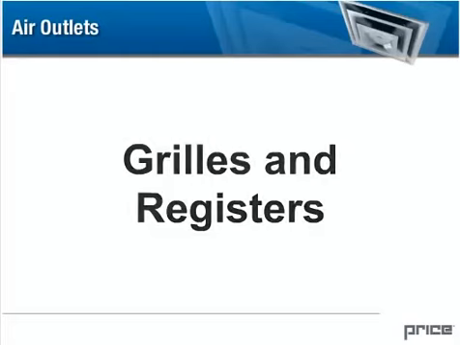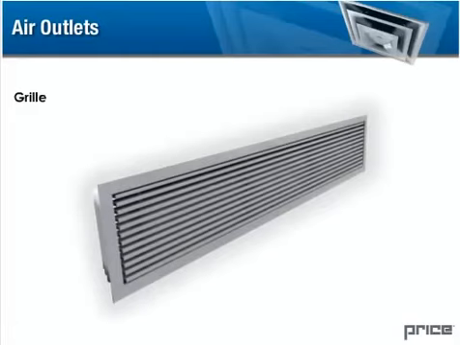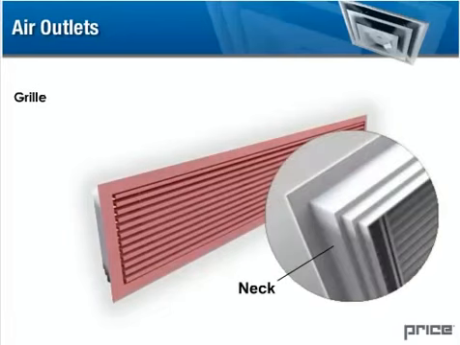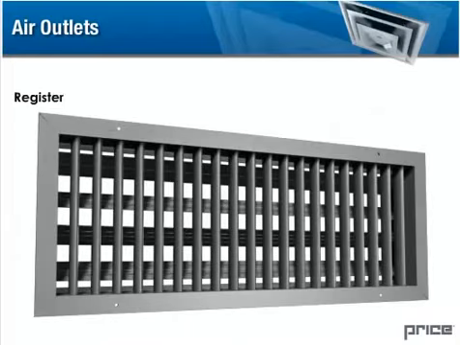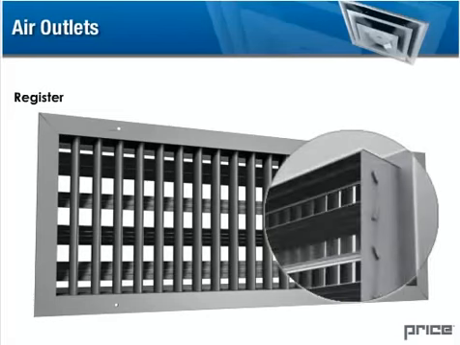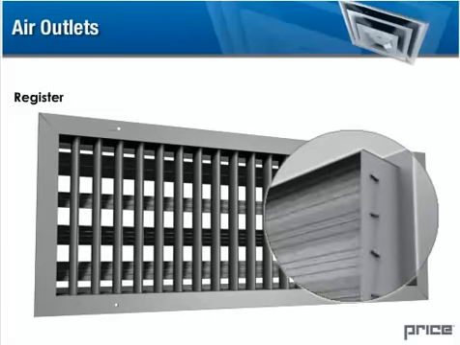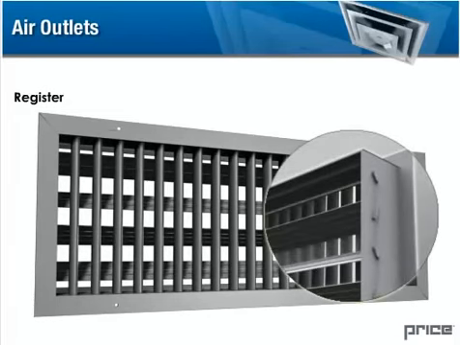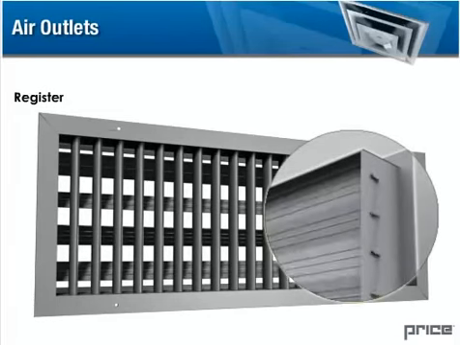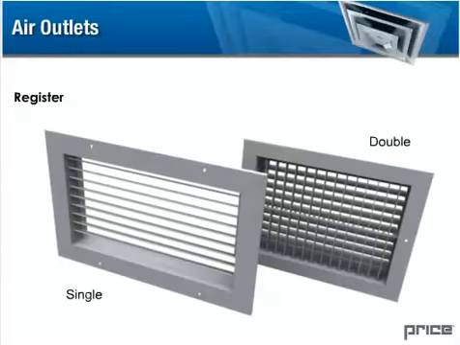Grills and registers. The term grill is commonly applied to any air outlet or intake that consists of a square or rectangular face and neck and whose facial appearance is made up of fixed or adjustable louvers, which may be used to deflect the air. A register is simply a grill which incorporates an integral damper for air volume control. Supply grills and registers usually have adjustable louvers and are available in single or double deflection models.